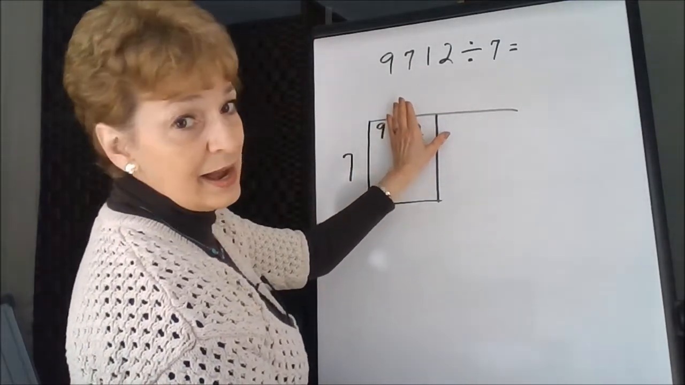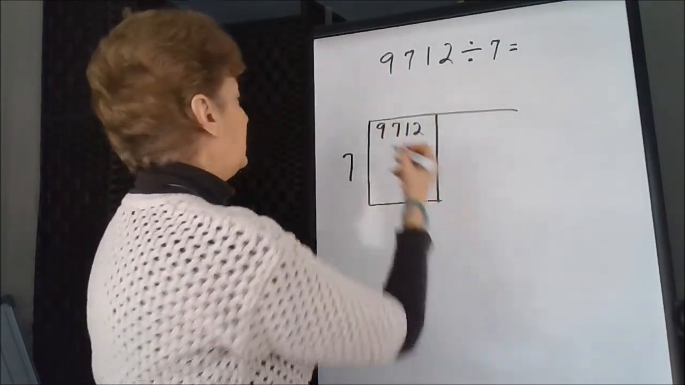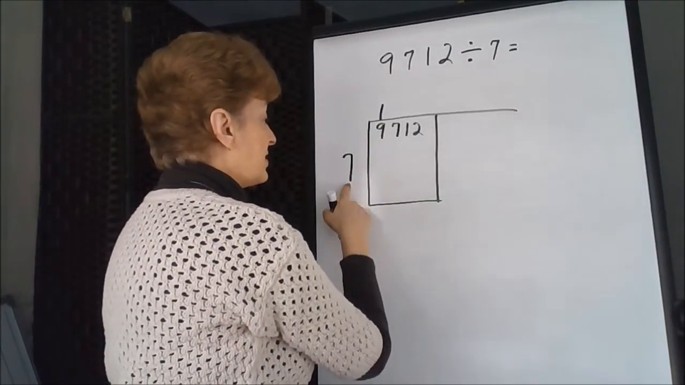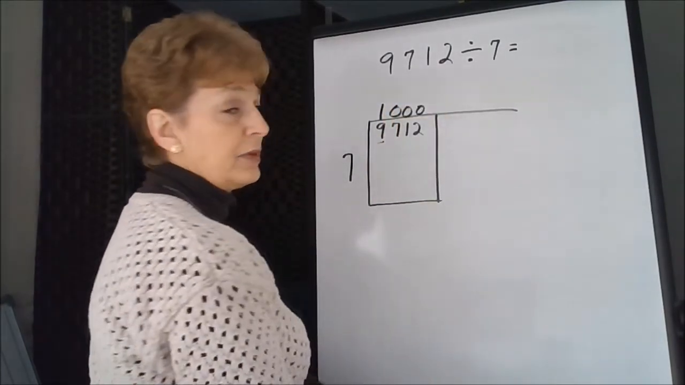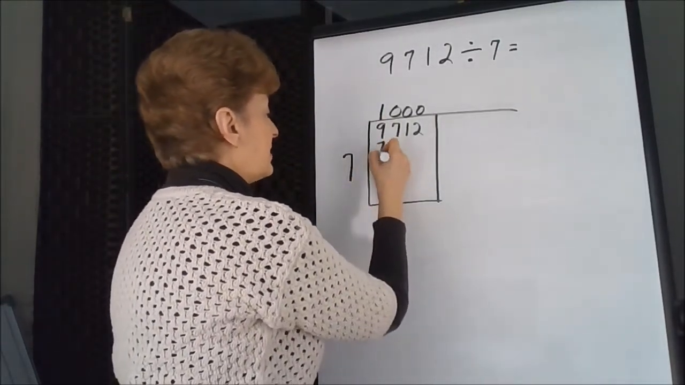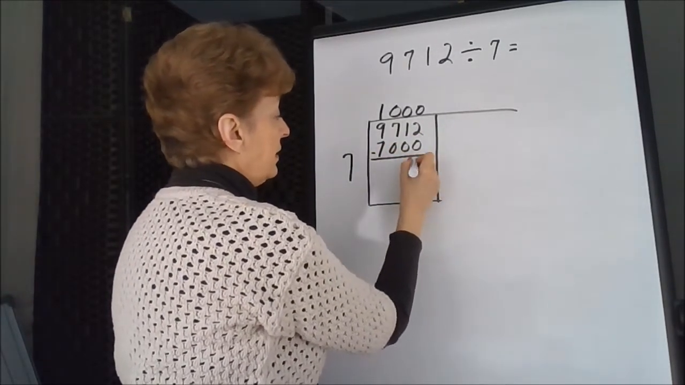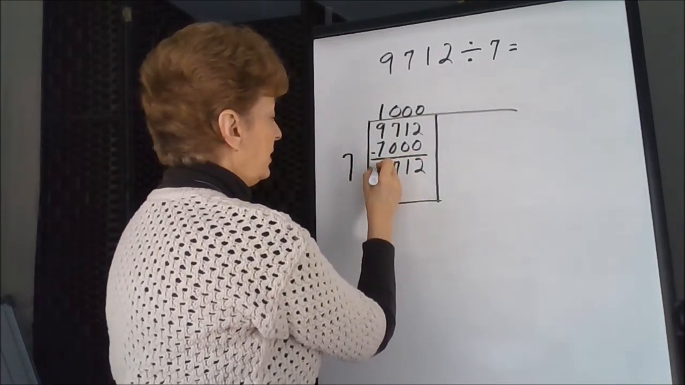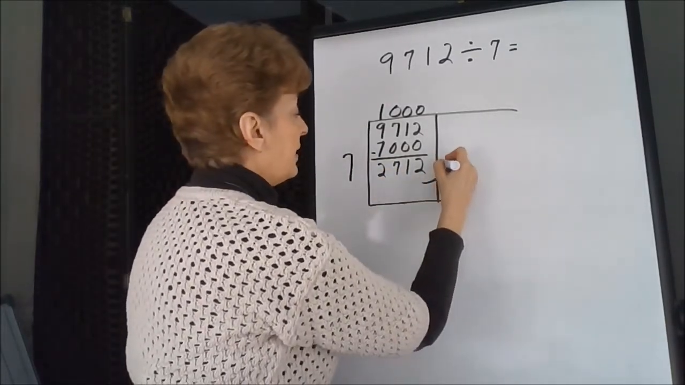7 goes into 9. Well, that will work. So it's 1 time. But 1 is in the thousands column because we took our 7 into our 9, so we have to put our zeros up here to show that it really went in 1,000 times. 1,000 times 7 is 7,000. Easy multiplication. Now we'll subtract. 9 take away 7 is 2. That's a lot bigger than 7, so we're going to bring it up into the next box.